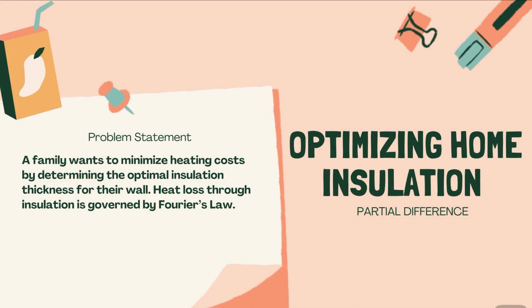Let's start with a practical problem: optimizing home insulation. A family wants to reduce their heat costs, so they need to find the best thickness for their wall insulation. This problem is modeled using Fourier's law, which describes how heat flows through materials. Using partial differential equations, we can predict heat loss and find the insulation thickness that saves the most energy.